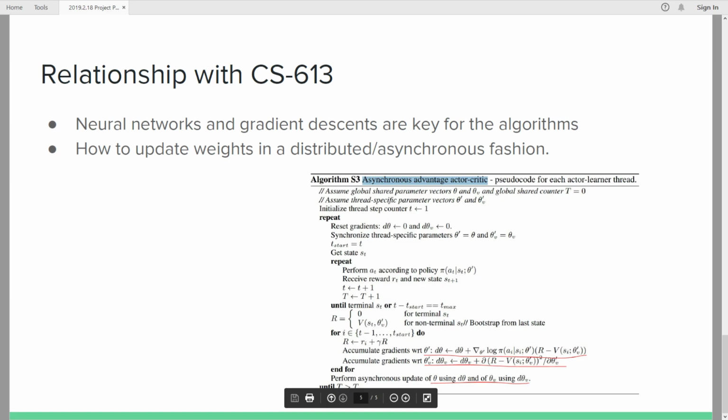And I was hoping to implement this pseudocode to gain a deeper understanding of how to update weights for a deep neural network. Also, the second point is that I want to know how to update weights in a distributed slash asynchronous fashion, which is what this A3C, asynchronous advantage actor critic, is all about. By using this algorithm, I would be able to leverage a lot of computational power that I have. I could use multi-core machines or put it in the cloud. I think it's a very useful skill to have, and that's something that I want to do a project on.